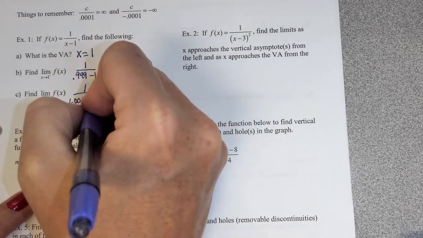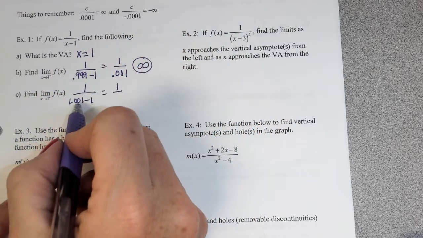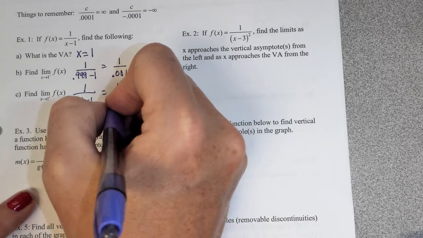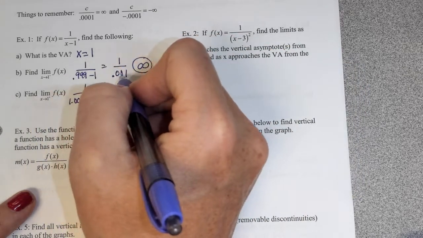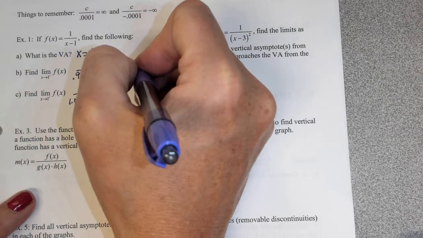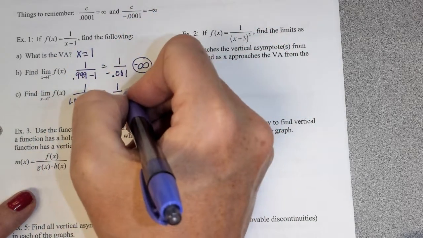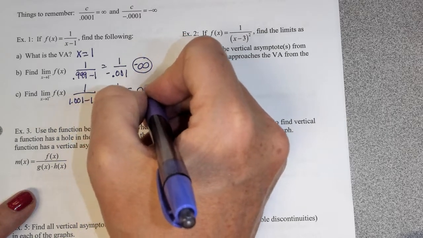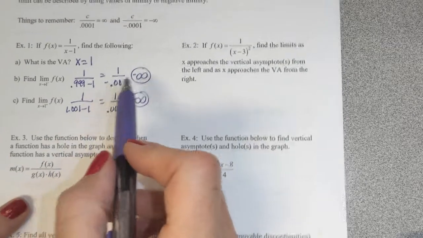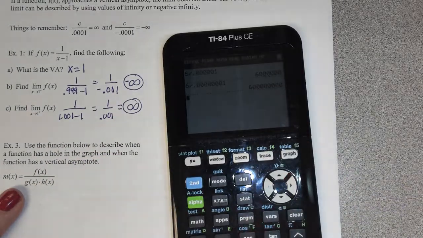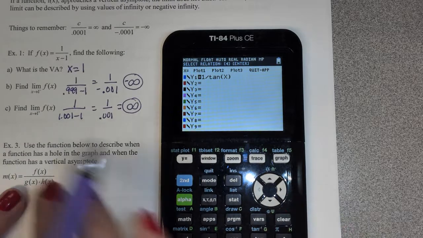And if I do that, I have 1 in the numerator. 1.001 minus 1 is 0.001. I'm sorry, this should have been what? Negative, thank you. And this one is going to be 0.001. And so this is going to be our positive infinity here. So I made that mistake, but if I had gone back and checked this, hopefully we would have caught it.